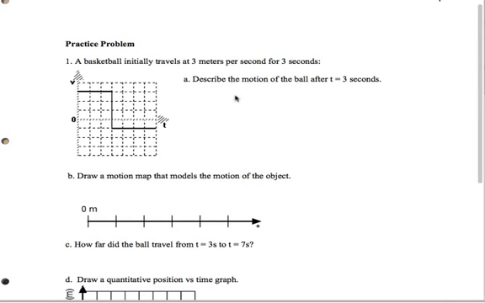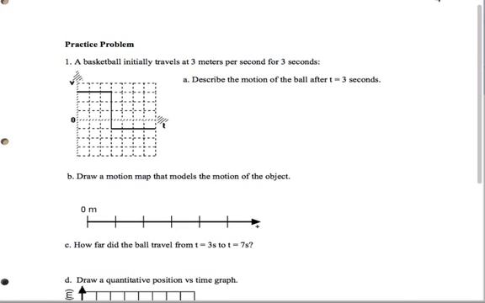All right, practice problem. So let's go ahead and solve this. Here we are. This basketball is going 3 meters per second to start with, and then it goes backwards at 1 meter per second. It's pretty exciting. Now what's going to happen, we've got to describe the motion of the basketball. So let's go ahead and do that now.